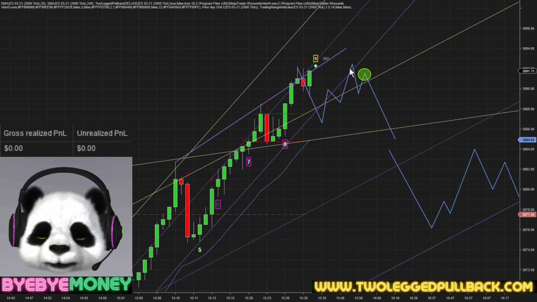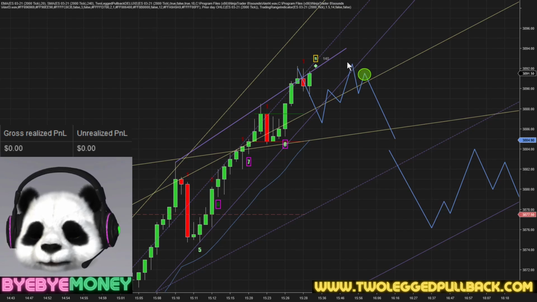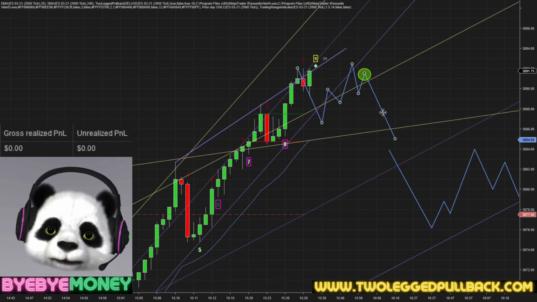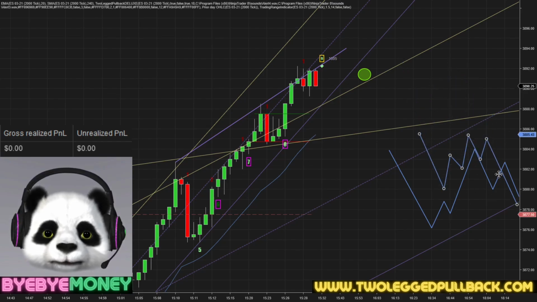But depending on how it develops and where it develops, I could consider going short here on the test of a double top. But right now it's just way too strong, this uptrend. So this is the pattern I have for the wedge, which is very similar to the pattern I have for the breakdown and retest of the top. And yeah, these patterns are very similar.